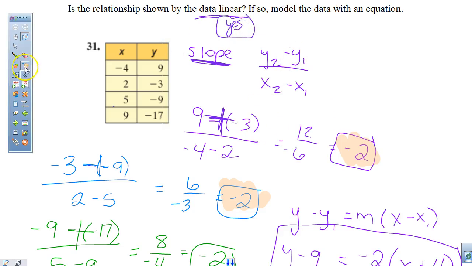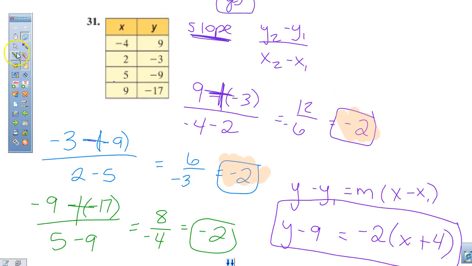Now we have to model the data with an equation. So when you go to write your equation, you can pick any point. I'm just going to choose this first one here. And for y minus y1, I'm going to do y minus 9 equals m, my slope is negative 2, times the quantity, and then instead of x minus 4, it's going to be x minus a negative 4. So a minus a negative becomes x plus 4.